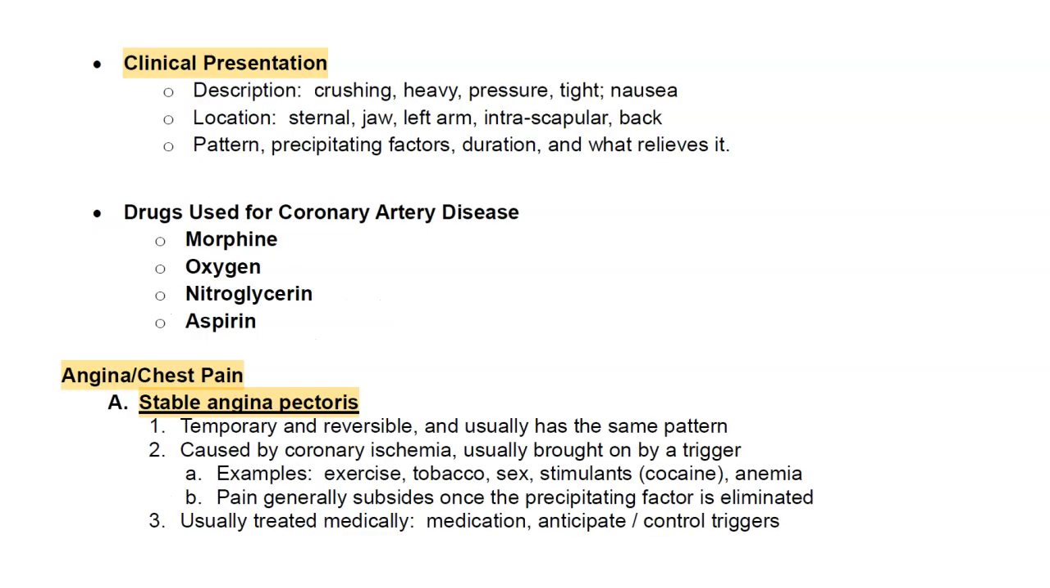Clinical presentation of CAD. Patients experiencing CAD may come with various symptoms. Some are actually asymptomatic, but if they come with symptoms, they may complain of crushing, heavy pressure or tightness in their chest. Some patients may say that they're nauseated. Typically, patients will complain of sternal pain, in the sternum, mid-chest area. Some people will complain of jaw pain, left arm pain, or interscapular pain, in the back between the shoulder blades.